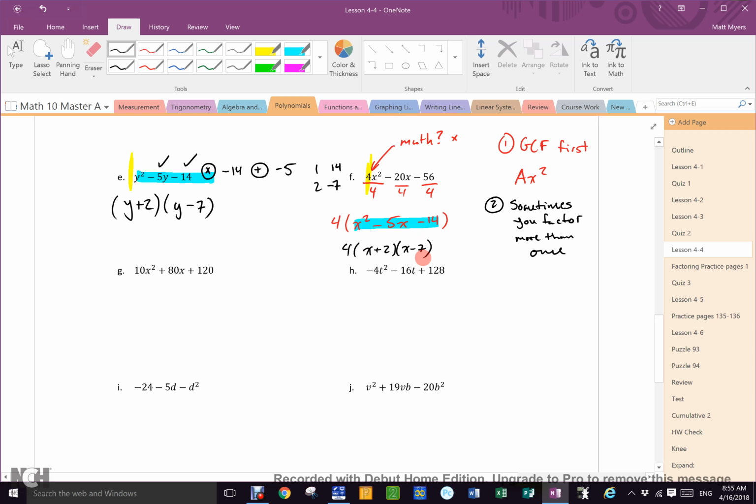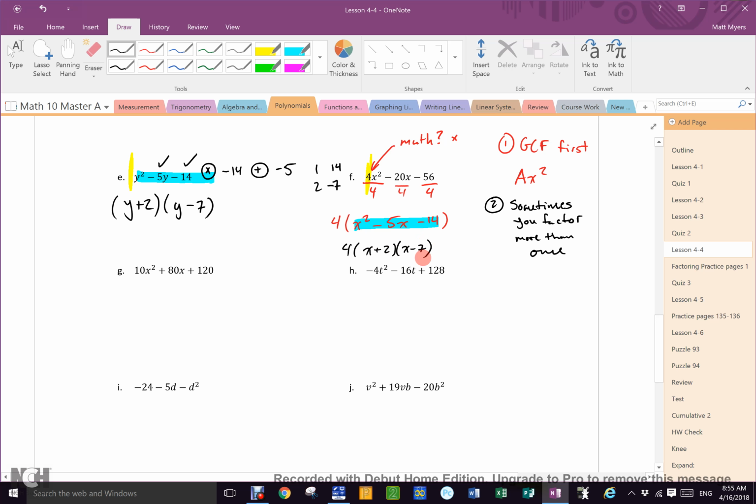Now, 28's even. So does 2 work? 2 and 14. So we know it's not 1 and 28. Will 2 and 14 make 12 in any way? How? 14 minus 2. Everyone agree? Now I have a positive and a negative. Will that multiply to get me a negative number? So am I okay? All right.